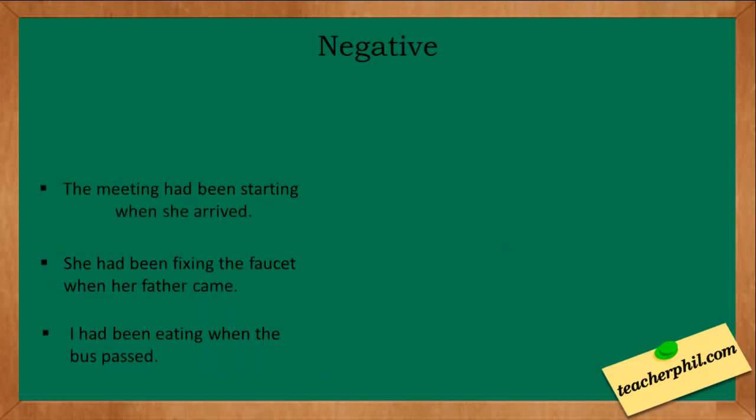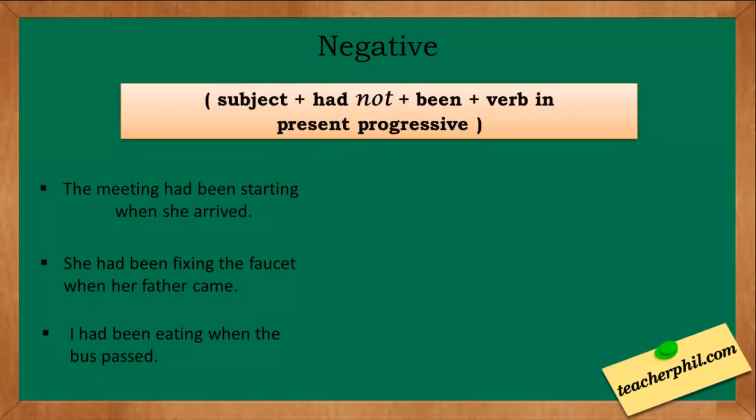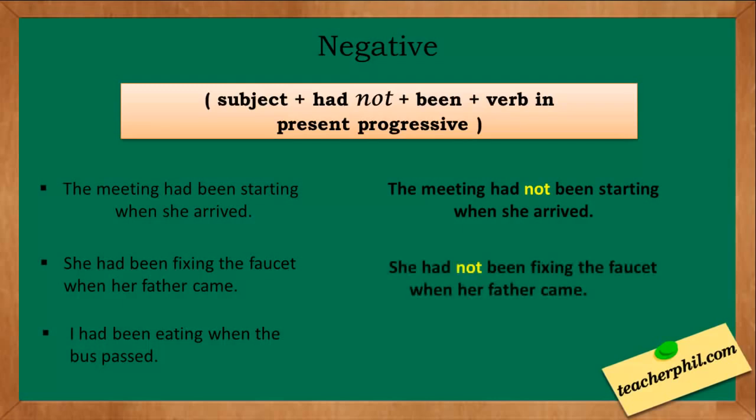For the negative sentence, we only add not after the had. So the pattern will now be subject plus had not plus been plus verb in present progressive. Examples: the meeting had been starting when she arrived. The meeting had not been starting when she arrived. She had been fixing the faucet when her father came. She had not been fixing the faucet when her father came. I had been eating when the bus passed. I had not been eating when the bus passed.